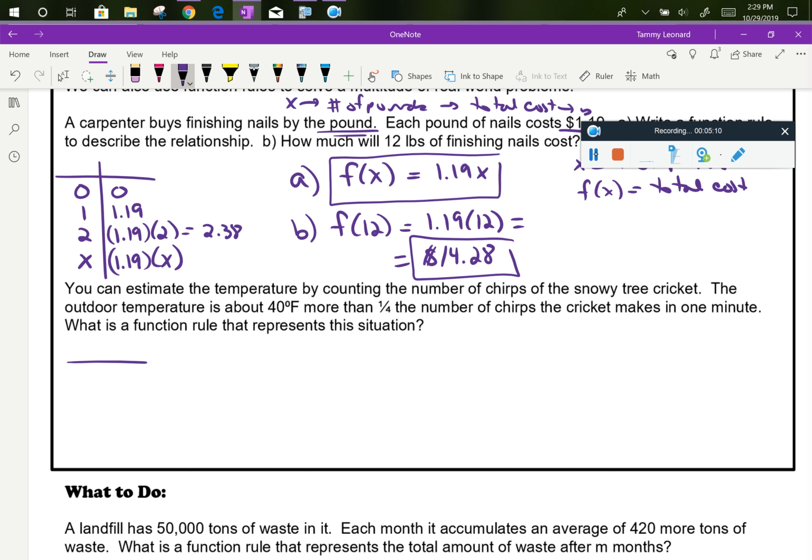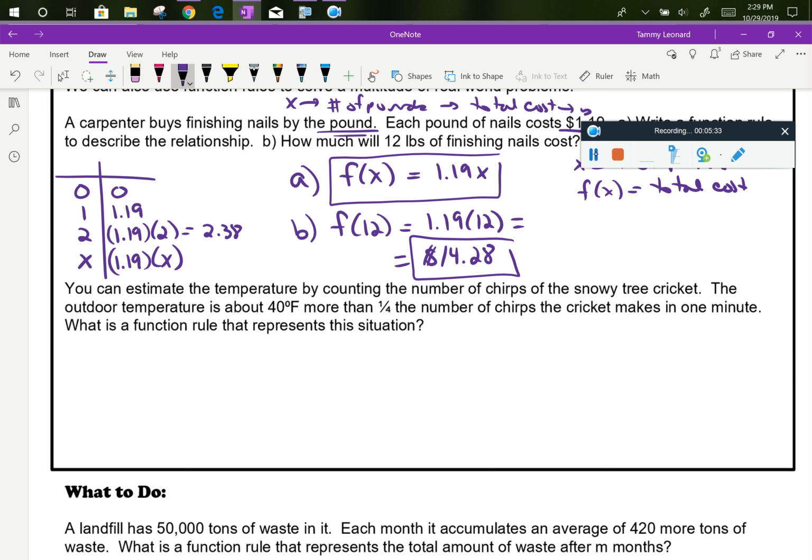So if the temperature outside was 0 degrees, then it says the outdoor temperature is about 40 more. So that would mean adding 40 to something. Then, oh, actually, let me back up. I'm not starting you out the right way. Let me try that again.